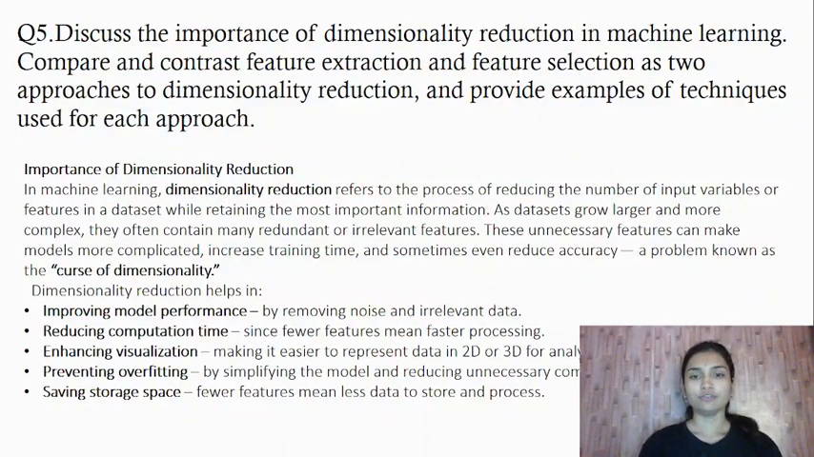To retain the most important information, we usually reduce the number of input variables so that the data can become simplified and faster. As datasets grow larger and more complex, they often contain many redundant or irrelevant features. These unnecessary features can make models more complicated, increase training time, and sometimes even reduce accuracy, a problem known as the curse of dimensionality. So, the curse of dimensionality is basically when, due to a lot of data, the models become more complicated, and it also increases the training time.